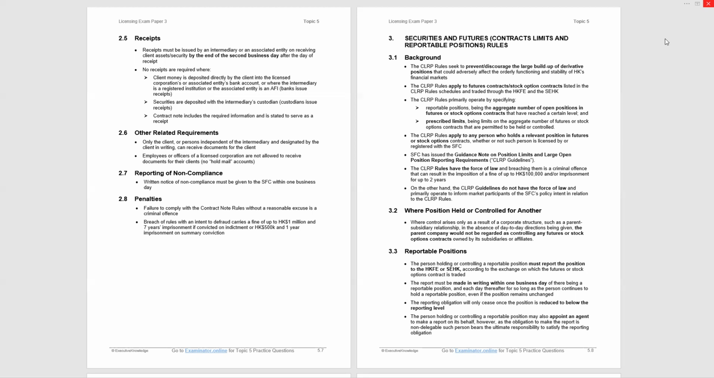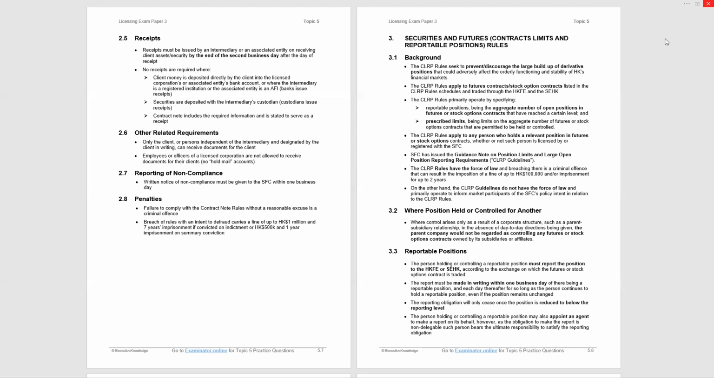Now, these rules operate by specifying, and this is what I introduced, reportable positions, being the aggregate number of open positions in futures or stock option contracts that have reached a certain level. Once you hit that level, you must start reporting to the relevant exchange. And secondly, prescribed limits, and that's limits on the number of futures or option contracts that you are permitted to hold.